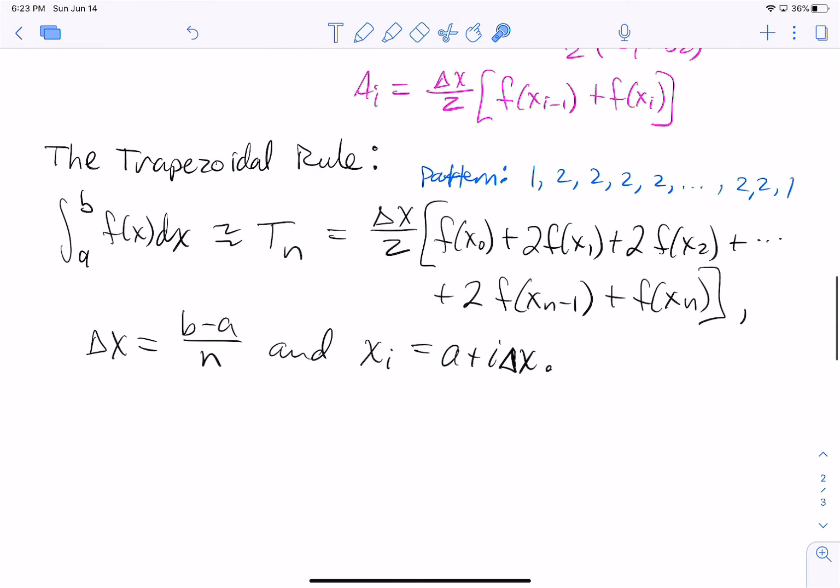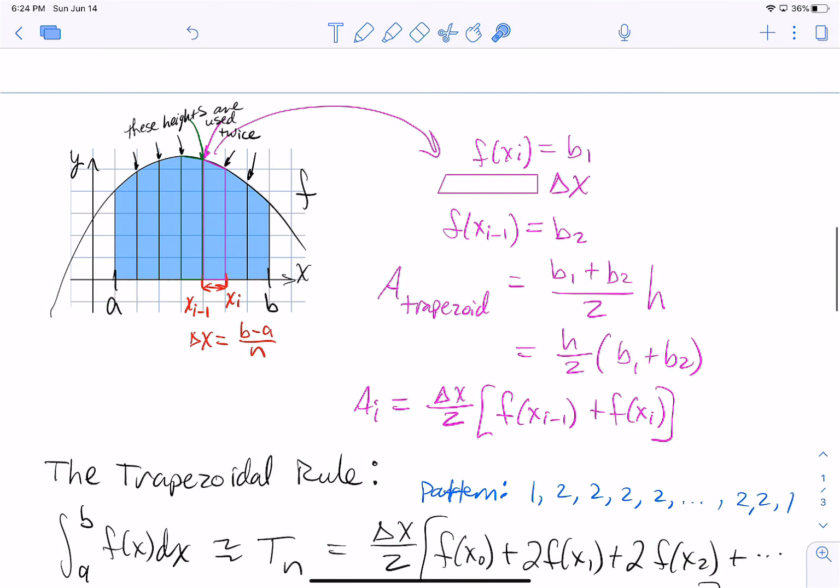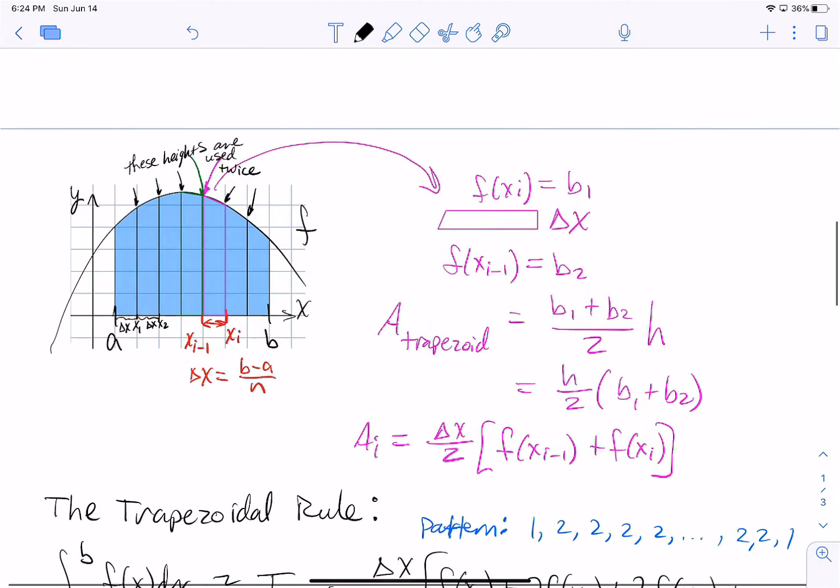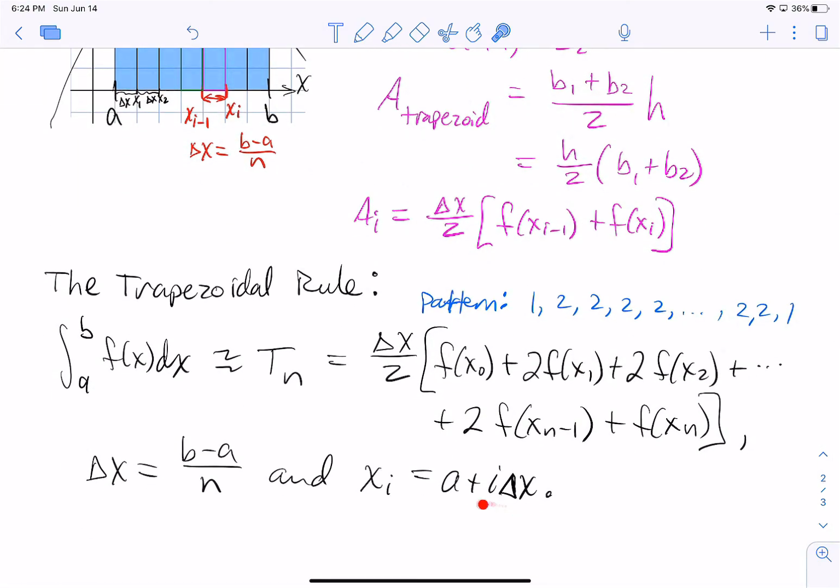And just to double check that we're all on the same page here with the a plus I times delta x, a is the left endpoint of the interval. The first value, x sub, well, I wrote x sub I. x sub 1 is delta x away from a. And then after 2 instances of delta x, we're at x sub 2, right? So that's where the a plus I times delta x is coming from.